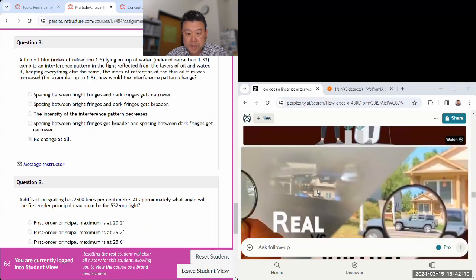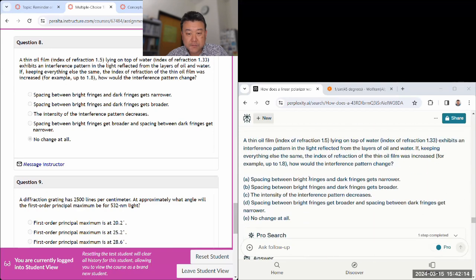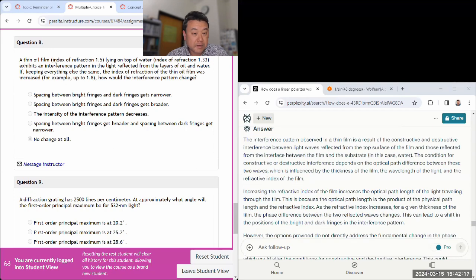Oh yeah, question 8. That's the odd one. It gave me a whole bunch of stuff. So let me just think about the question. Okay, thin oil film lying on top of water. Okay. Index of refraction was increased. Okay. How would the first pattern change? So the reflection at boundary conditions, they remain the same because the oil being higher index of refraction than water hasn't changed.